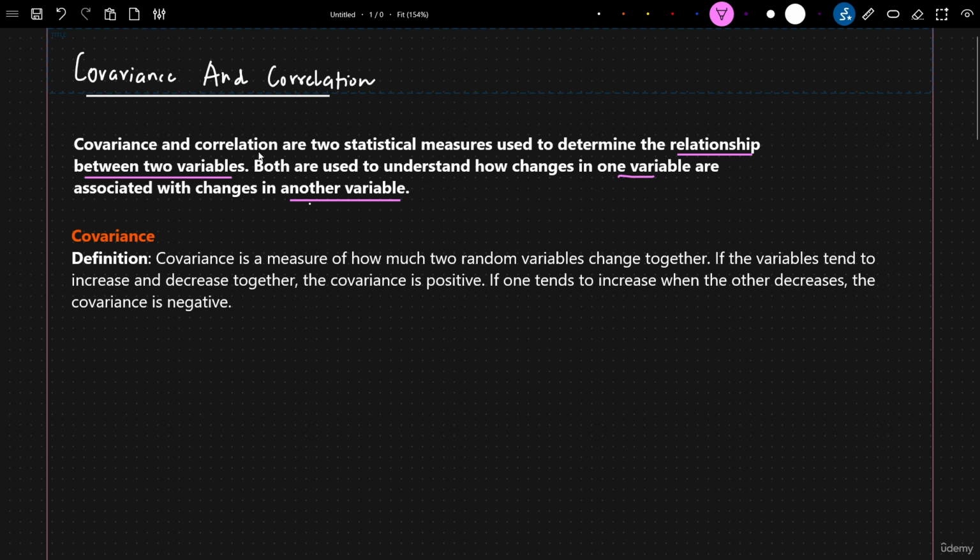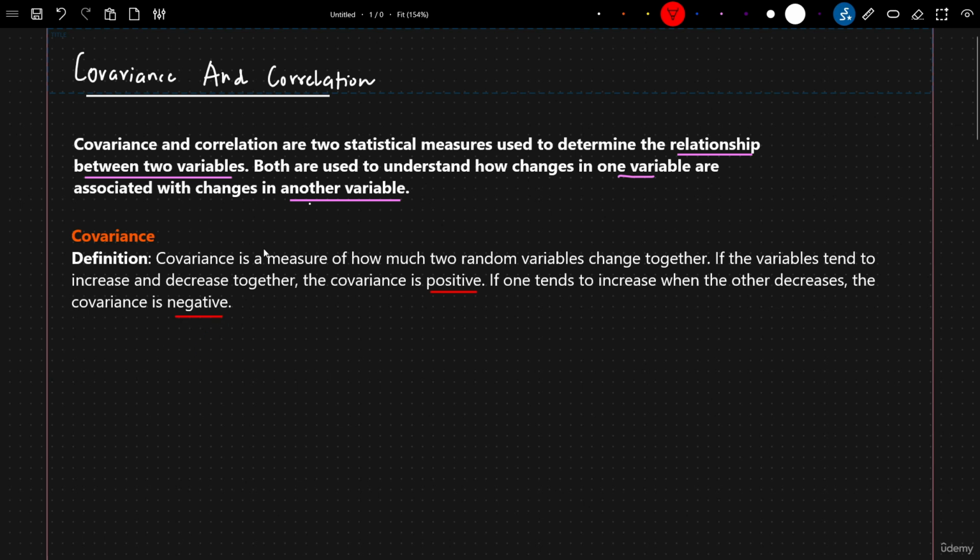we can actually use covariance and correlation. Now, first we will go ahead with covariance. We'll understand the formula, we'll solve some problems over here, and then we will further go ahead and understand correlation. So again, the covariance definition is given over here. Covariance is a measure of how much two random variables change together. If the variables tend to increase and decrease together, the covariance is positive. If one tends to increase when the other decreases, the covariance is negative. Okay. So here, when it is positive and when it is negative.